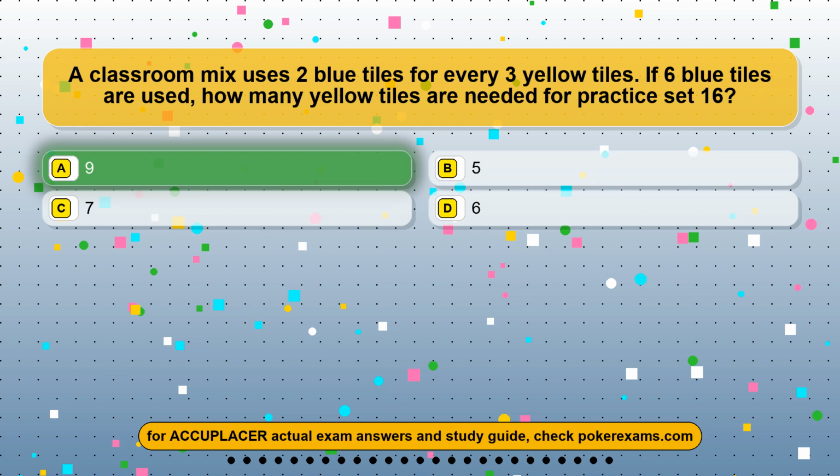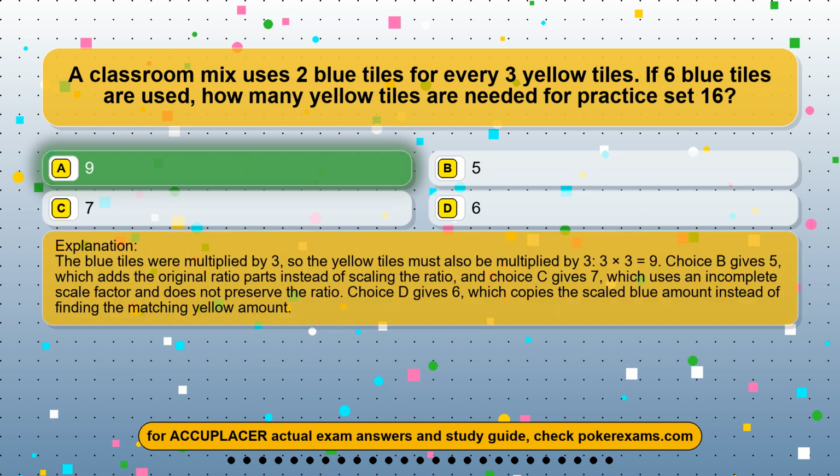The correct answer is option A, 9. The blue tiles were multiplied by 3, so the yellow tiles must also be multiplied by 3. 3 times 3 equals 9. Choice B gives 5, which adds the original ratio parts instead of scaling the ratio, and choice C gives 7, which uses an incomplete scale factor and does not preserve the ratio. Choice D gives 6, which copies the scaled blue amount instead of finding the matching yellow amount.